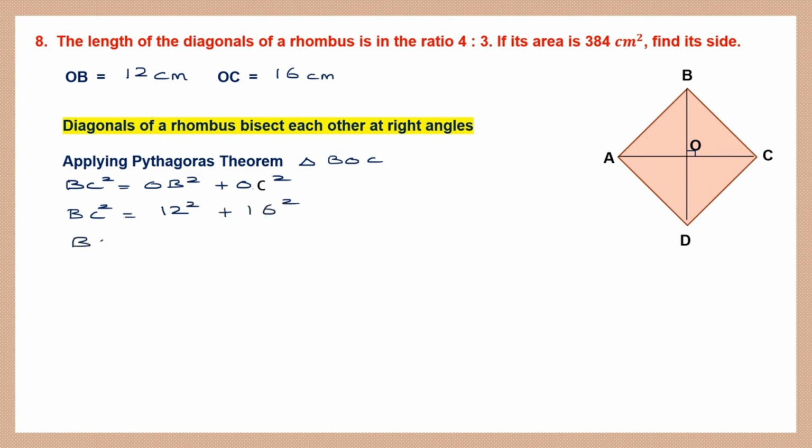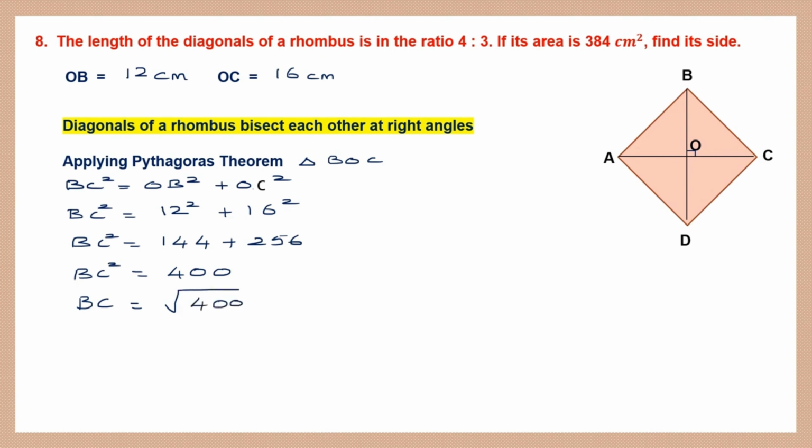So BC square is equal to 12 square is 144 and 16 square is 256. Now BC square is equal to, we have to add up these, 400. So BC square is 400. Now we can find the value of just BC by finding the square root of 400.